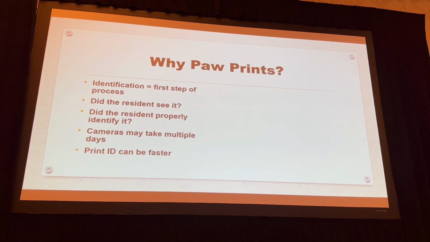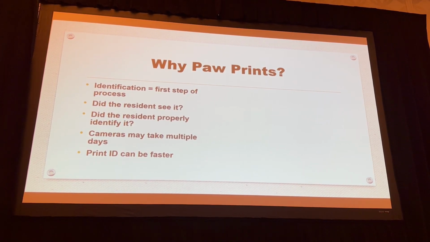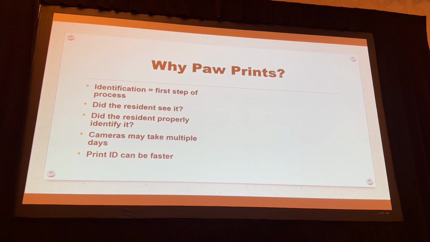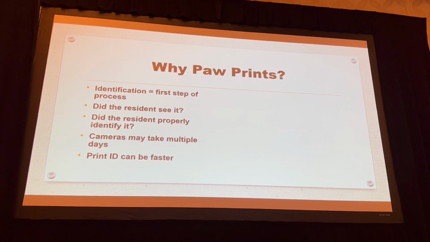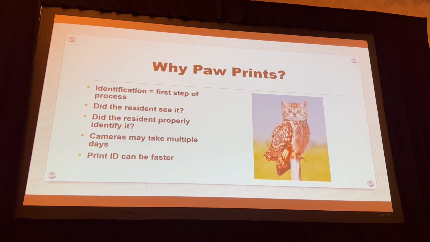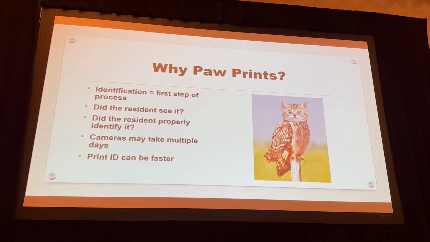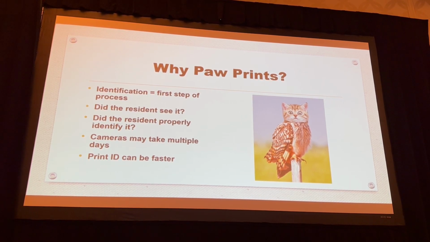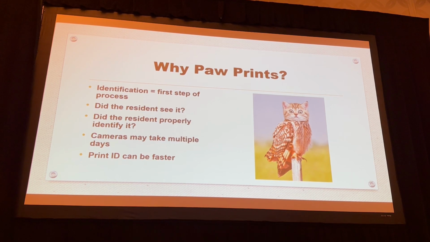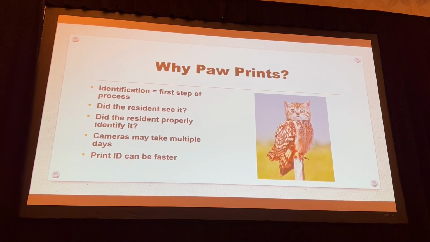So why paw prints? Well, as with most pest control and IPM, the first step is identifying which animal is present so that the most effective control methods can be used. Sometimes the resident has seen the animal and already knows what is there, but sometimes they're either unsure of what they saw or they haven't actually seen the animal. If that's the case, then there are a couple of ways of identifying it, including setting up a trail camera to get pictures or footage of the animal.